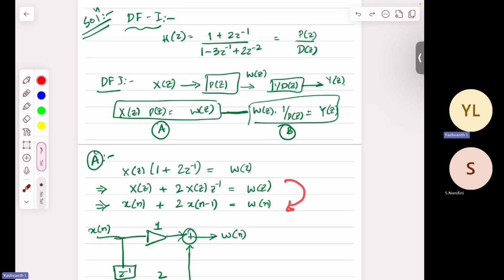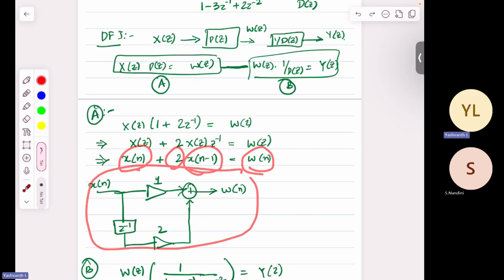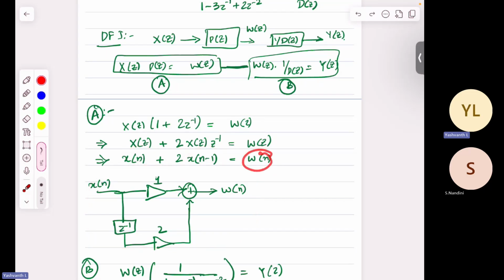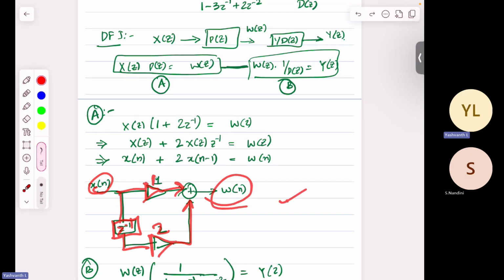Or in other words, in the time domain, by applying the time shifting property, it is nothing but x of n plus 2 times x of n minus 1 equals w of n. Now just implement this in block form. What you're saying is w of n is nothing but x of n plus 2 times its delayed version. So you take x of n, multiply it by 1. Take x of n, delay it by 1 unit, that is nothing but z inverse, and then multiply it by 2. Add both of them, you get w of n. So I've implemented this using this structure. Is this clear until now?